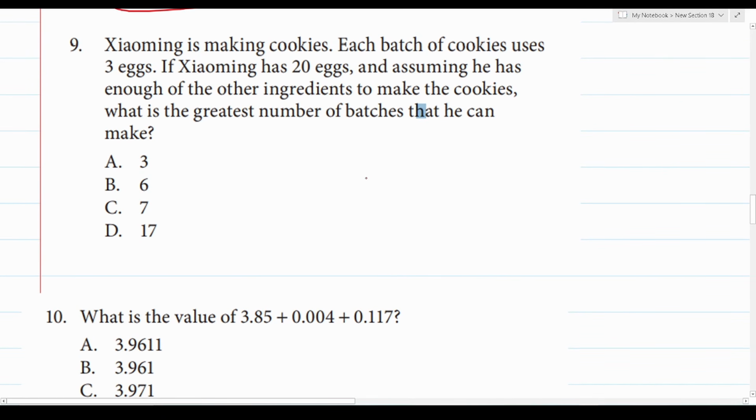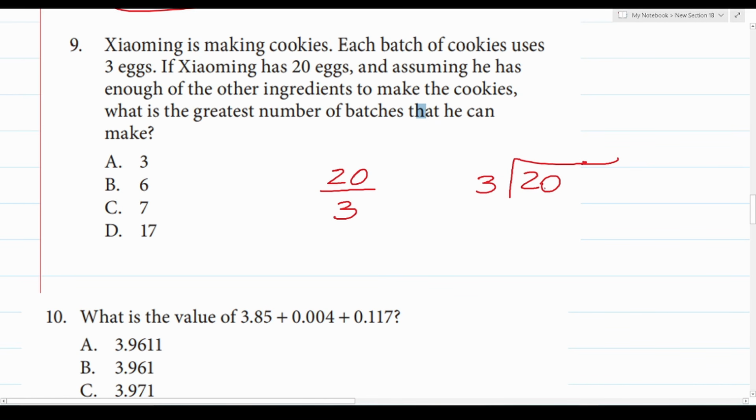All right, number 9 says Yao Ming is making cookies. Each batch of cookies uses 3 eggs. If Yao Ming has 20 eggs, and assuming he has enough of the other ingredients to make cookies, what is the greatest number of batches that he can make? So in other words, what is 20 divided by 3? So that's going to be 20 divided by 3.